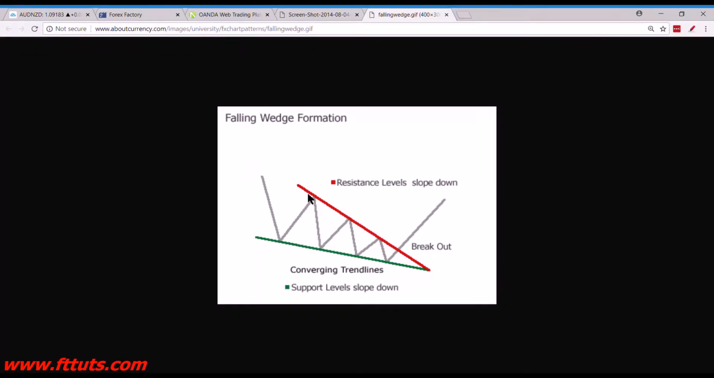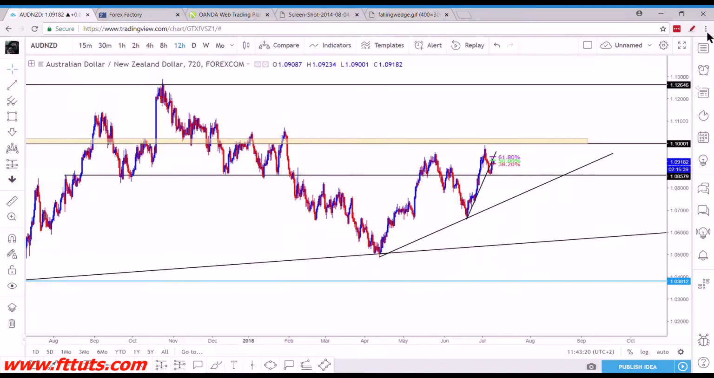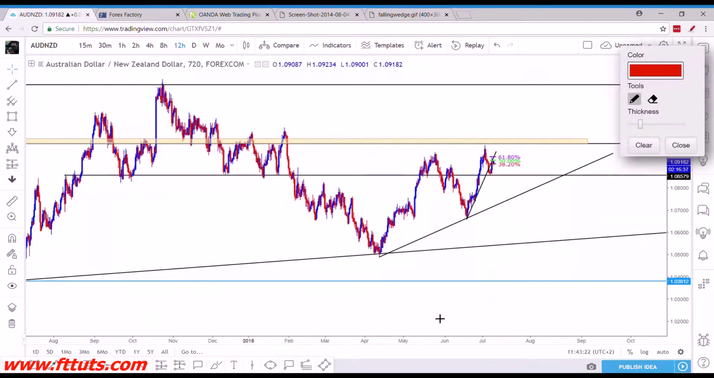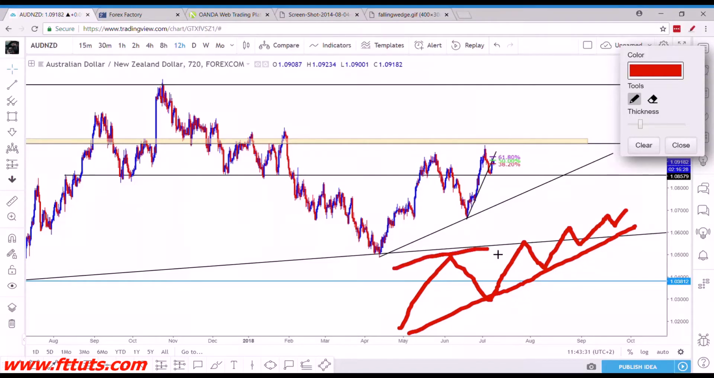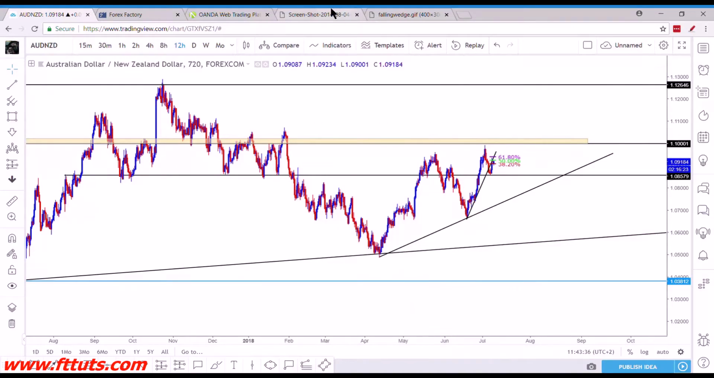Basically a wedge is sort of a triangle, but where both lines are converging. So exactly like this. That's a falling wedge, and a rising wedge will be the exact same, but going back up. So let's draw it. That would be a rising wedge. Bam. And we can see here and here. So these are wedges, and then there's triangles.